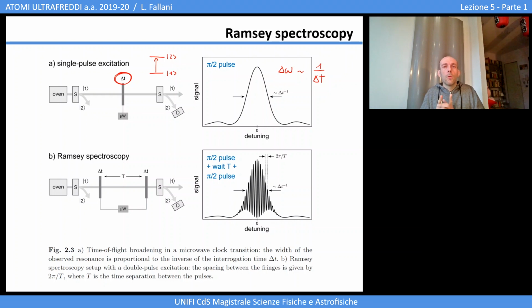So now, what is the Ramsey scheme? In the Ramsey scheme, instead of having just one excitation, one has two different excitations. So this is the plot.